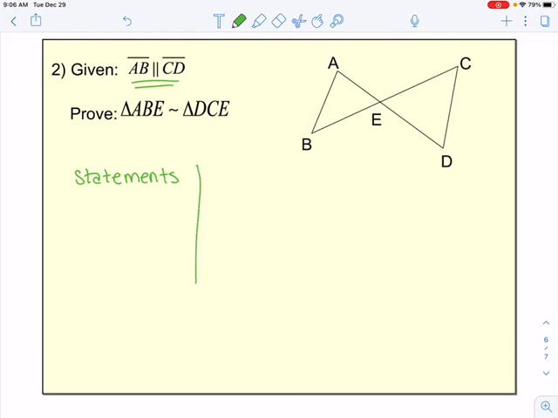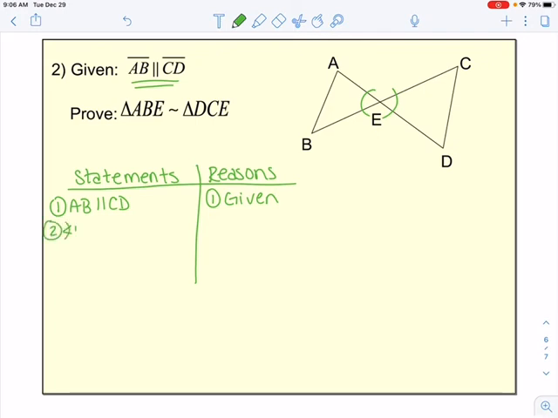and our reasons. Okay, and we only have that one given. I have AB is parallel to CD, and I know that's true because it's given. Okay, so let's get rid of the obvious one first. Remember, the only thing that you can assume after your givens is if you have the reflexive property or vertical angles. And I have vertical angles here. So let's get that pair of angles right away.